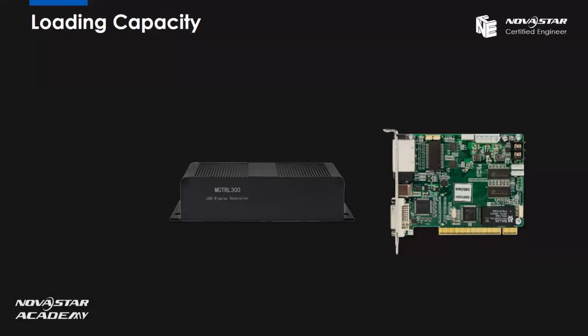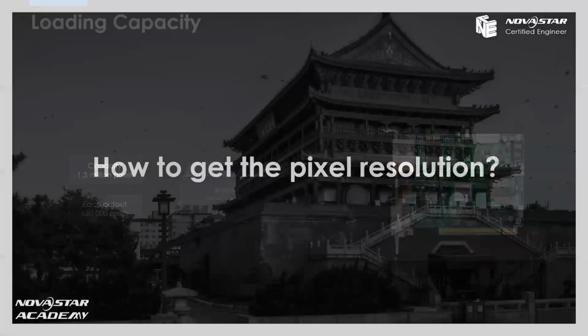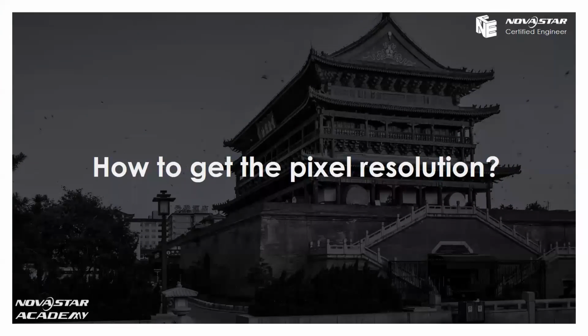Here I have the first important information for you to remember. The loading capacity of an M Control 300 is 1.3 million pixels. And we know the M Control 300 has 2 output ports. So for each output port, the loading capacity is 650,000 pixels. Then let's see how to get the pixel resolutions.